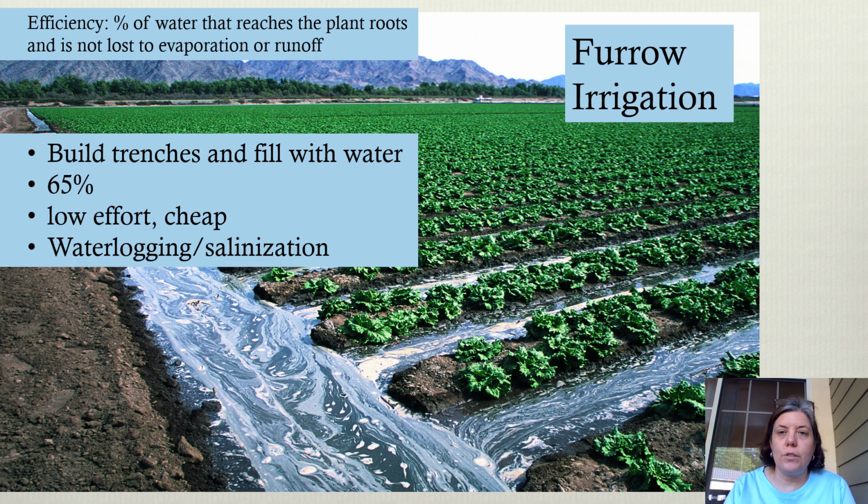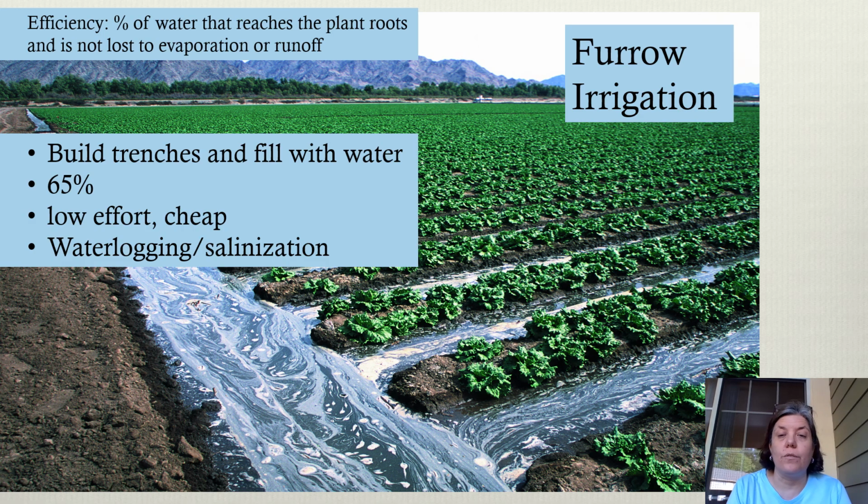Okay, for the next few slides here, there's a chart in your packet, and you need to fill out what type of irrigation is being used. There are names for each of them, and you need to fill out what the description of those things are, what the efficiency of that type of irrigation is, what are the benefits, and what are the drawbacks.